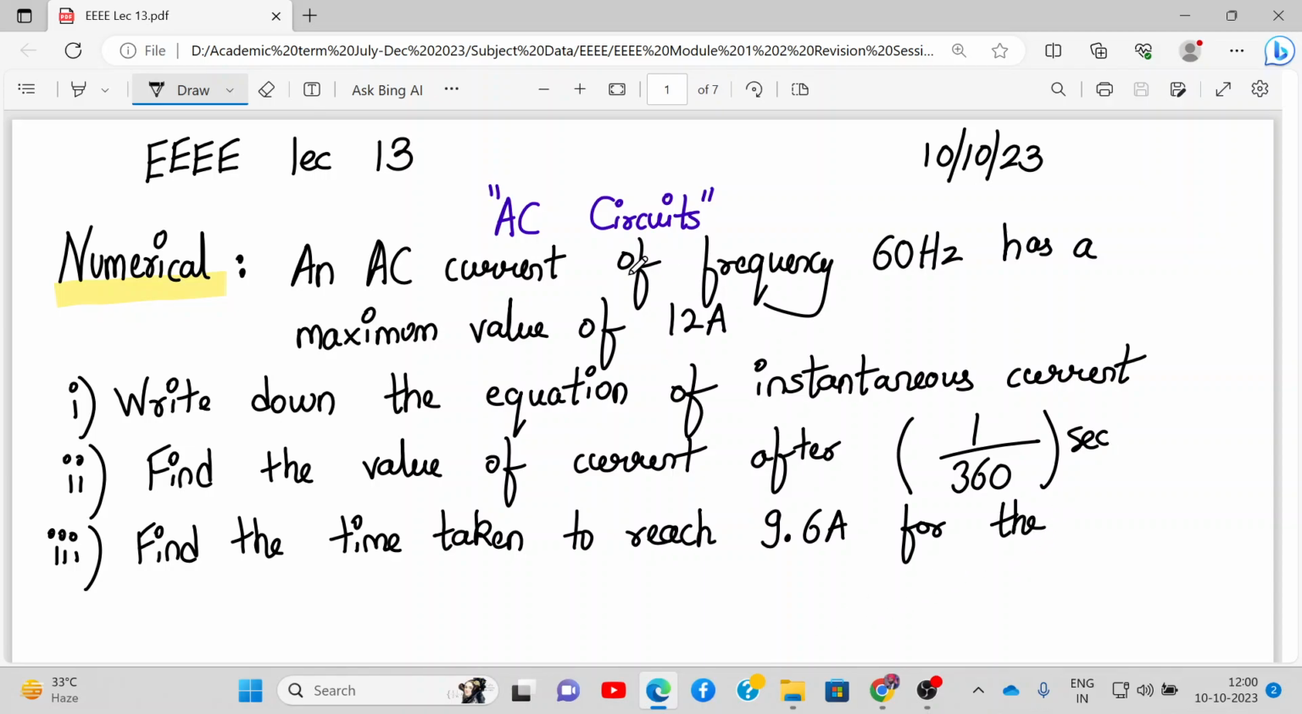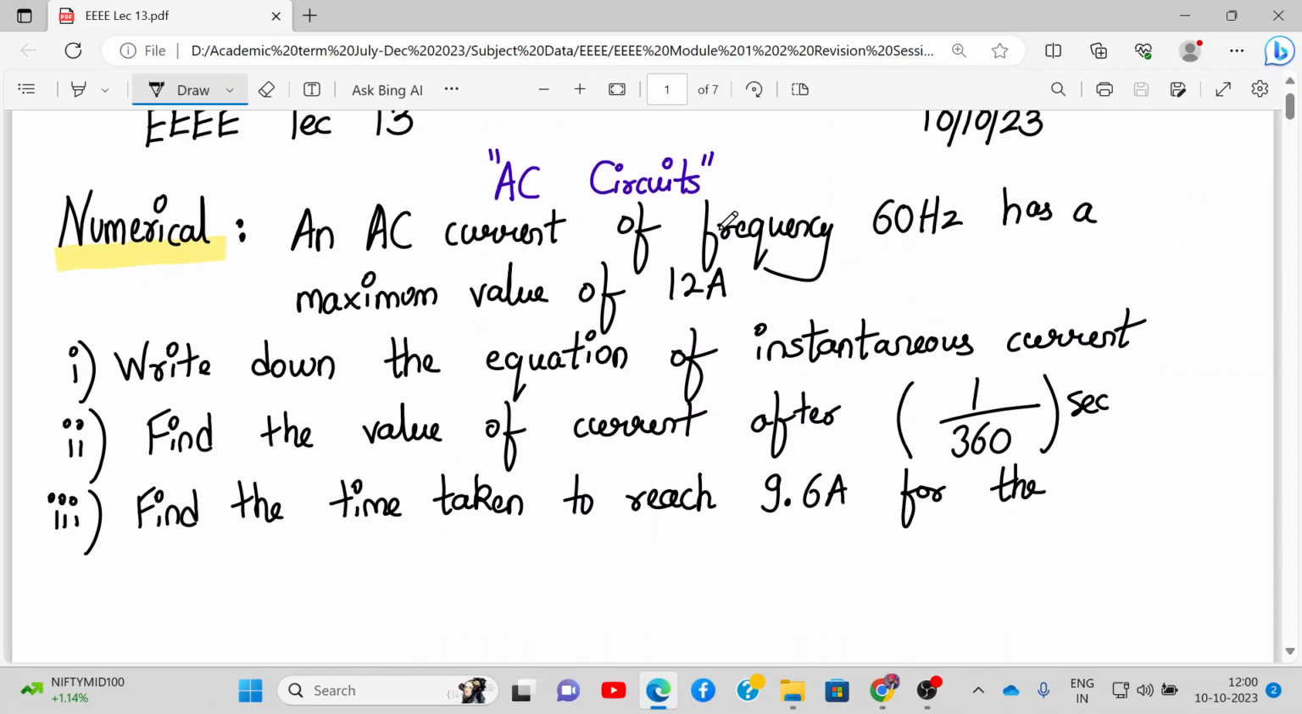Today we are going to continue on module number 2, that is AC circuits. So this is the second lecture for AC circuits. Last time we started with defining some AC terminology, and we discussed the generation of AC voltage, alternating voltage, and also we wrote the standard forms of AC voltage and AC current. All right, so let's continue with the numerical.